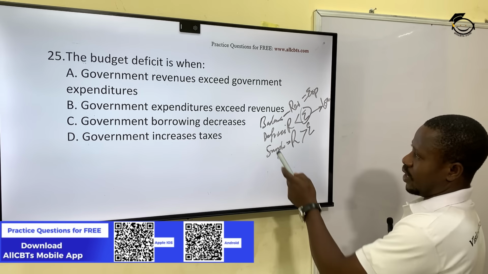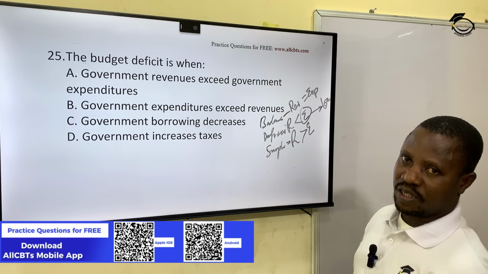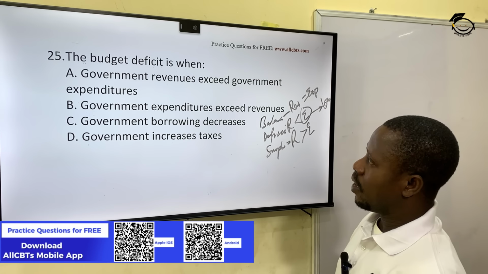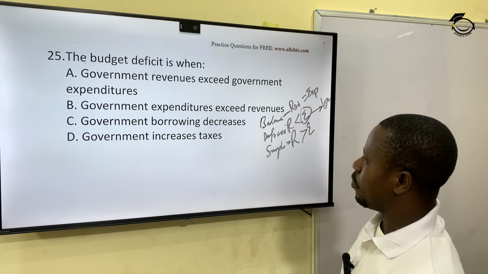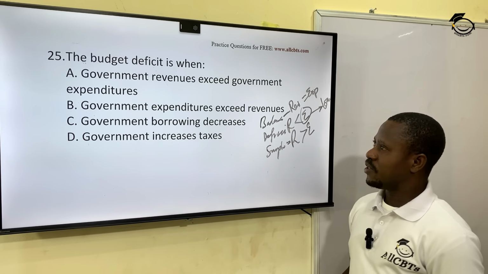So when there's a deficit, like I said, revenue is less than expenditure. In other words, government is spending more than what they are receiving, which means they're already in debt, borrowing loans. Government revenue exceeds government expenditure. Government expenditure exceeds revenue. Government borrowing decreases. Government increases tax. The answer is government expenditure exceeds revenues.